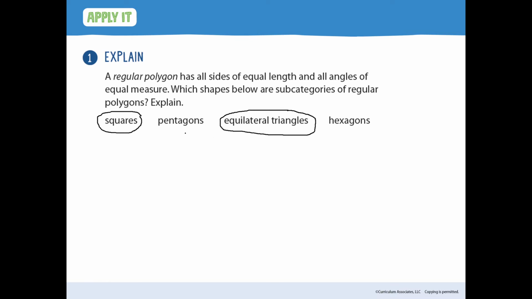Pentagons aren't necessarily regular polygons. They can be, but that would be a subcategory under pentagon that would be regular pentagon, because some things like this, 1, 2, 3, 4, 5, are technically a pentagon, but not a regular pentagon, and the same goes for hexagons.